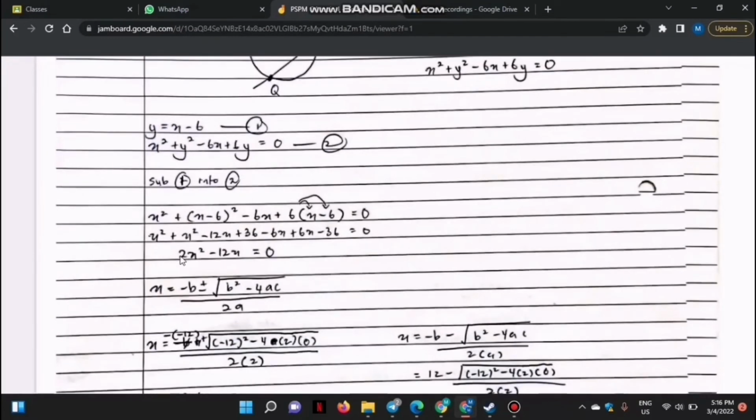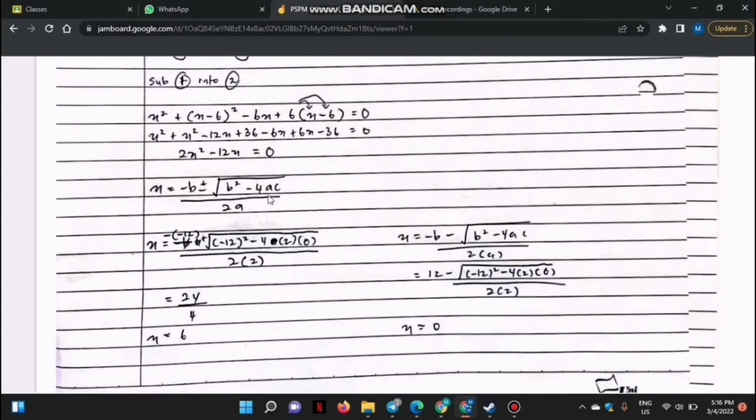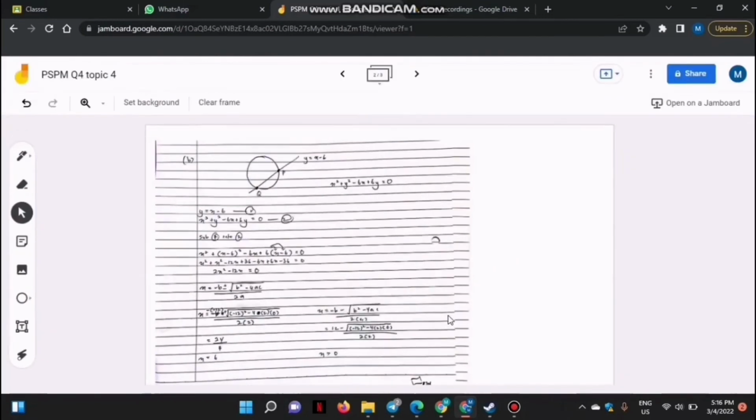Then you get the answer 2x squared minus 12x equals 0. After that, to get the value of x, we have to use this formula, and a, b, c you can get from this equation. So a is equal to 2, b is equal to negative 12, and c is equal to 0. Just substitute all the values into the formula and then you get the answer: x equals 6 and x equals 0.